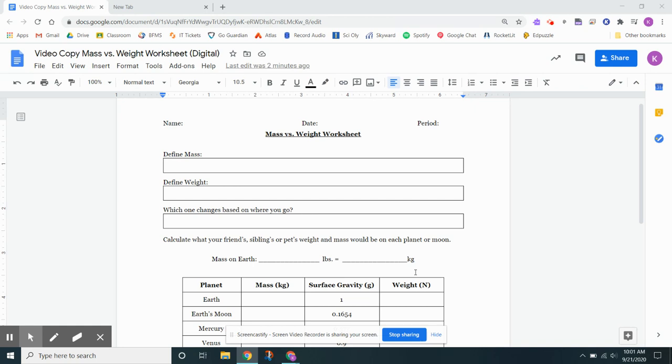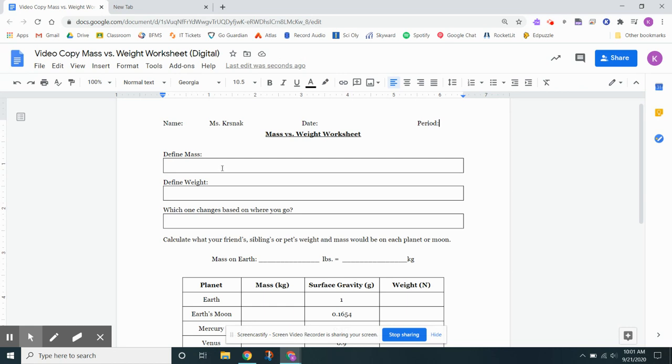Because weight can change with location, right? If you go someplace that has a different amount of gravity acting on it, your weight can actually alter and change. So we're going to do a worksheet today looking at the difference between mass and weight. So the first thing that it asks us to do is to put our name, date, and period. So I'm going to put my name. You guys will fill in the date that you're working on this and then your period number, okay?